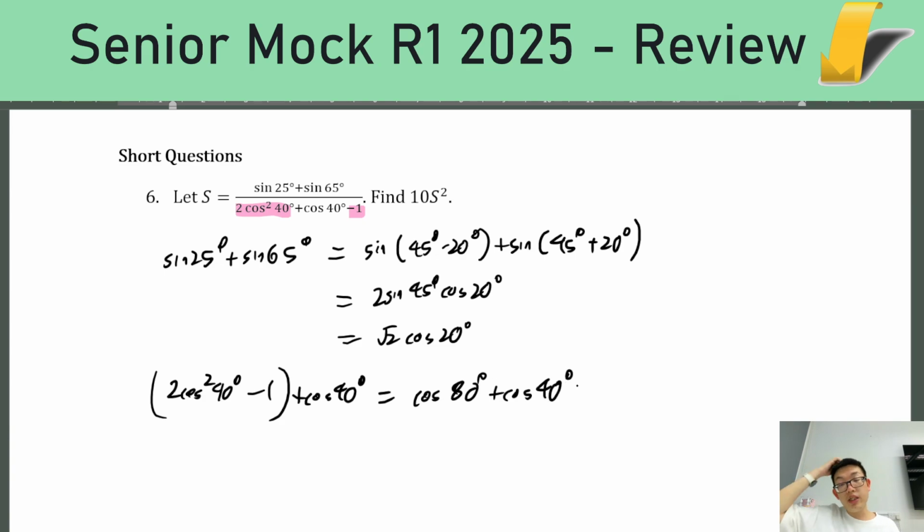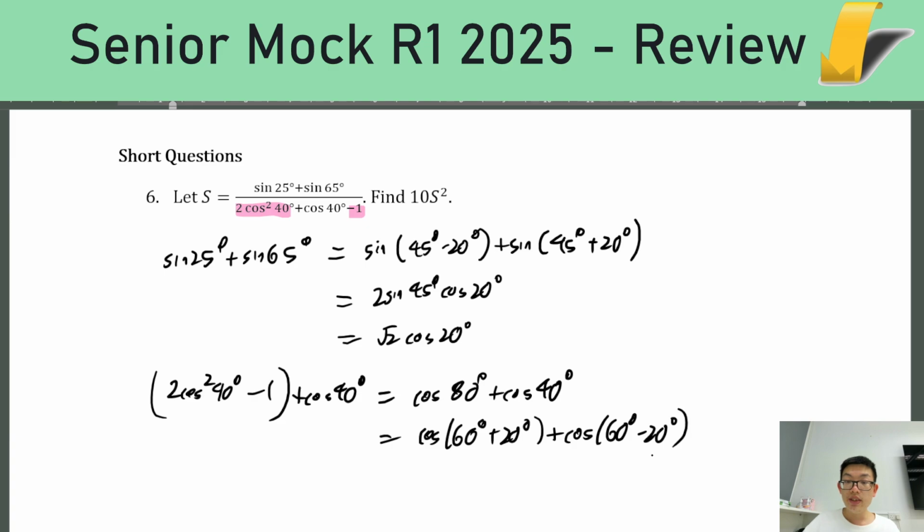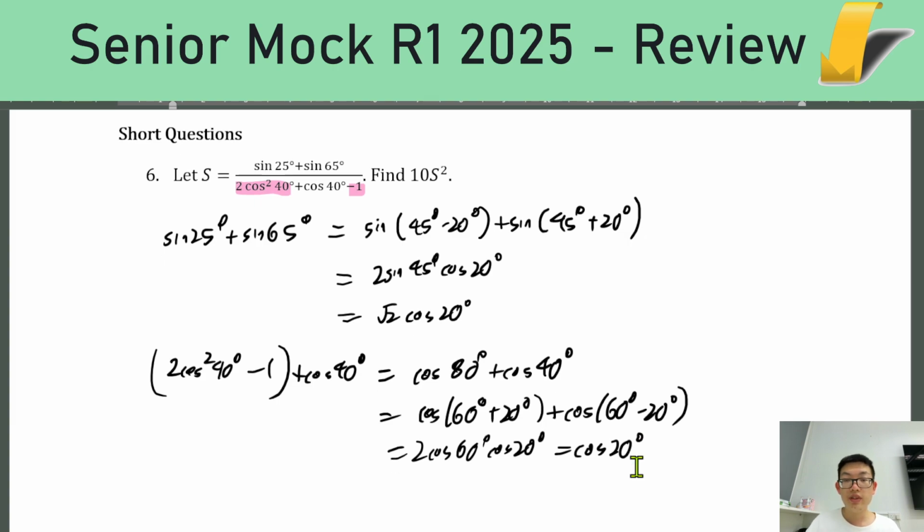And then for these two, I will then use my sum to product on cosines, where this time it is 60 plus 20, 60 minus 20. So when you see the same angle appear again, that's good news. Indeed, this is 2 cosine 60 cosine 20, which is just cosine 20 degrees. Therefore, S is square root 2, and your answer is 20, rather aptly as well.